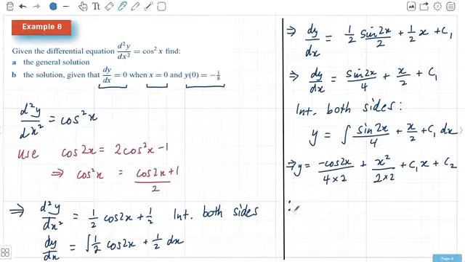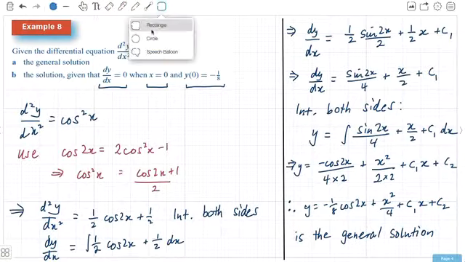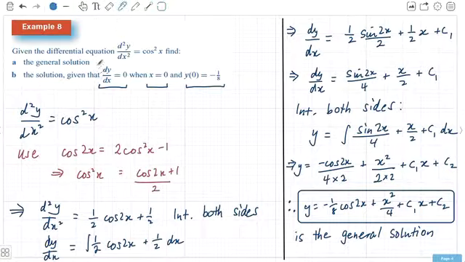So therefore, we can simplify this. We get y equals, 4 times 2 is 8, so we get negative 1/8 of cos 2x plus x squared over 4 plus c1x plus c2, and that is the general solution because we've still got the two constants in place in our equation. I'm just going to put a bit of a box around that one because that's our big result there. So we've got our general solution, that's the first part done.